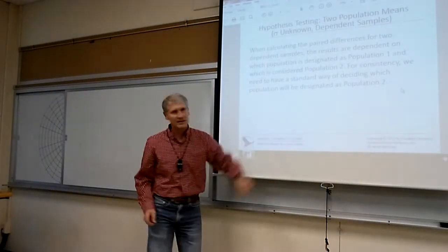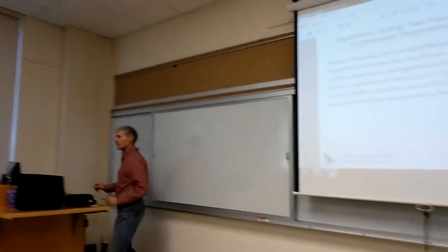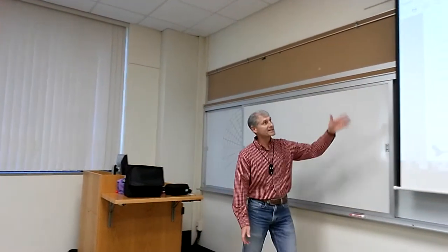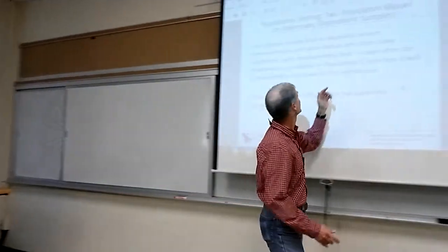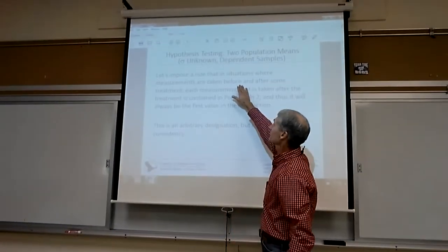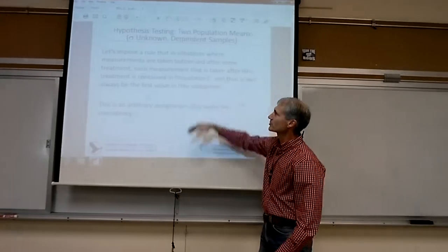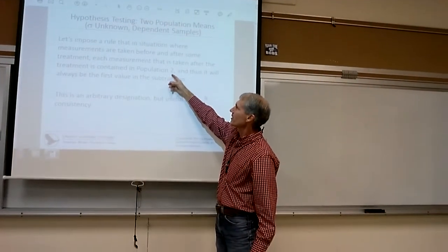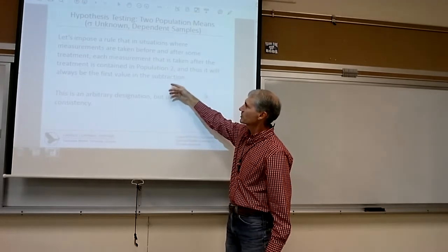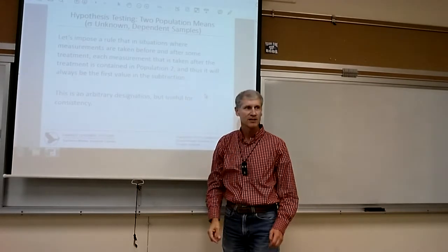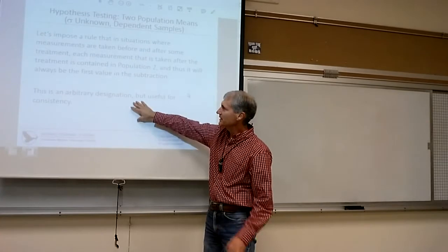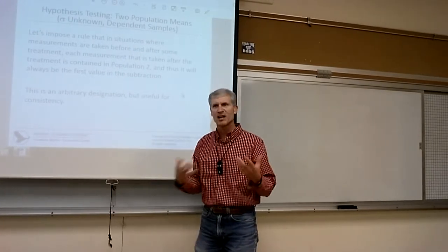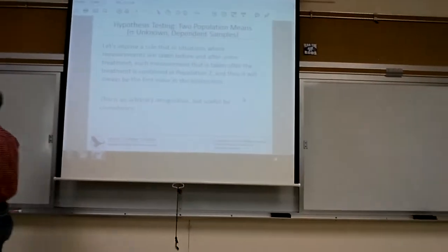Now, this book uses a convention on those differences. They say, let's impose a rule that in situations where we have measurements taken before and after some treatment, the measurement taken after treatment is contained in population 2, and thus it will always be the first value in the subtraction. So that's a completely arbitrary designation, but it's done for consistency, and it helps you kind of remember what to do. I don't care.